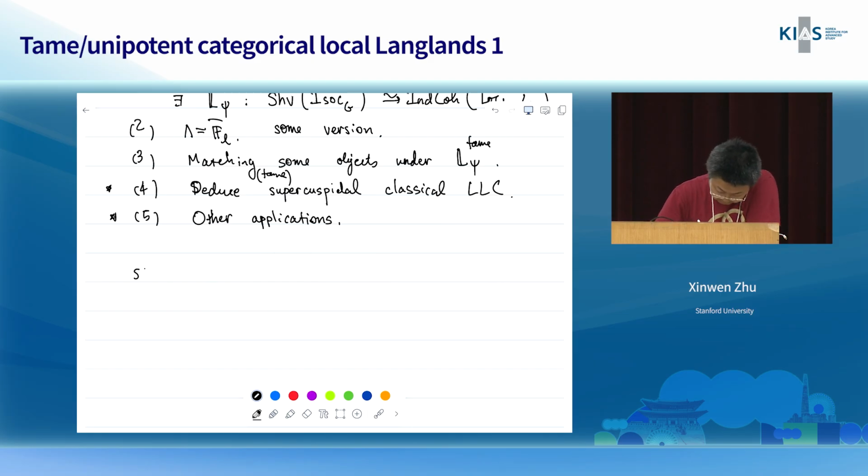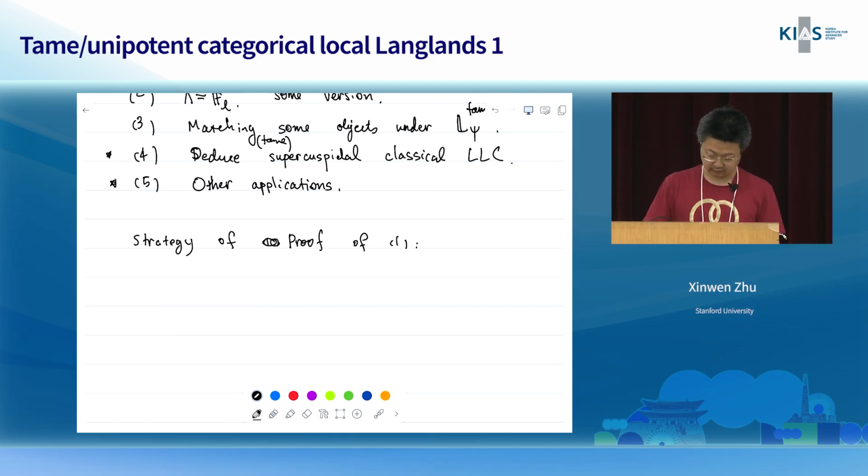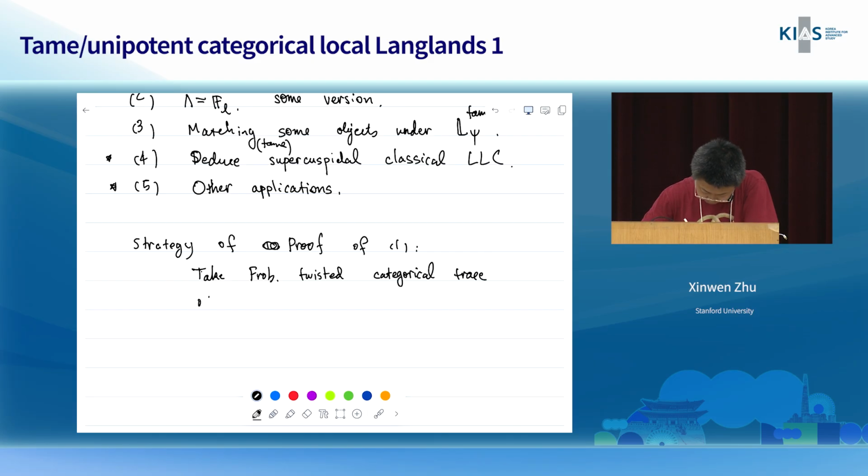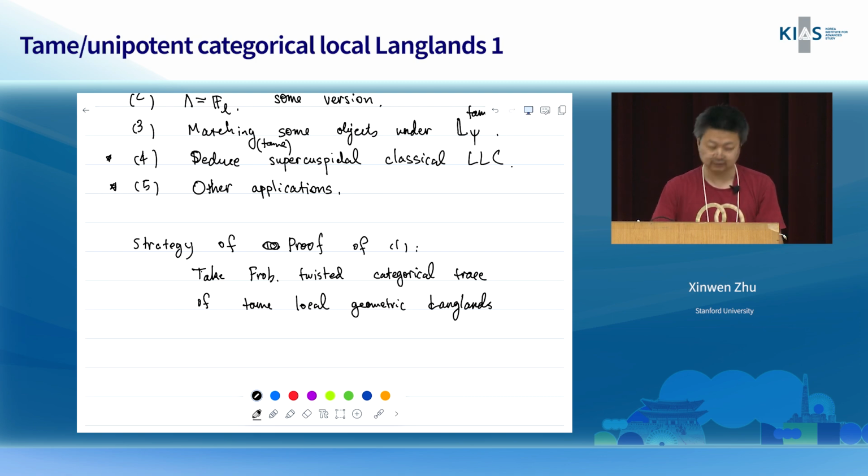And then let me just state the strategy of proof. This is what we heard in last week's lectures: by taking Frobenius twisted categorical trace of some tame local geometric Langlands.